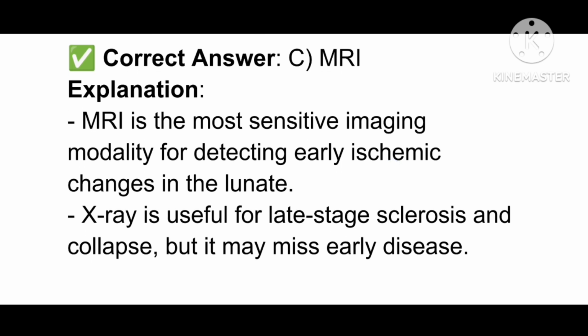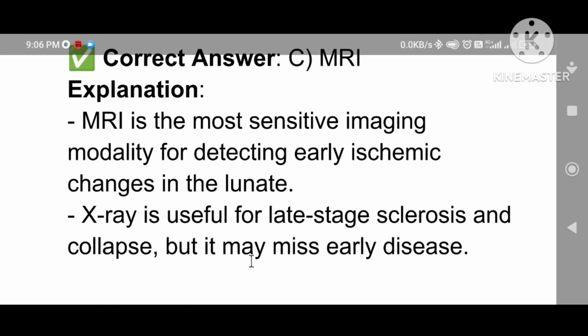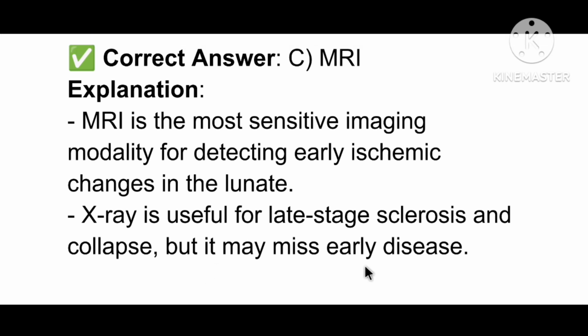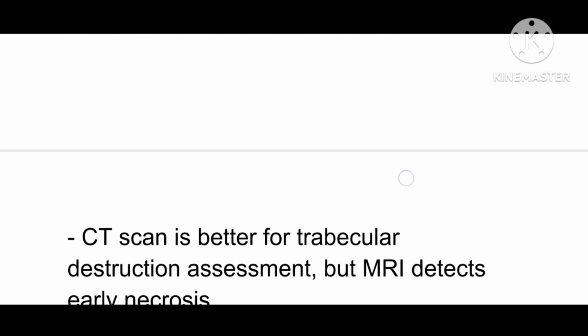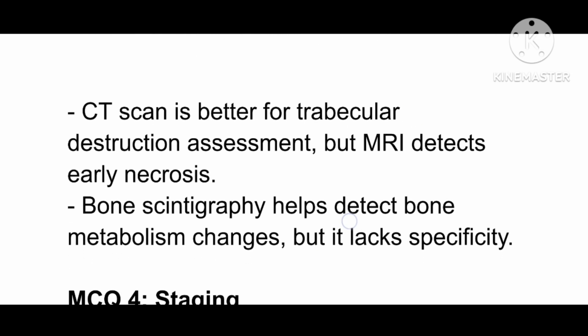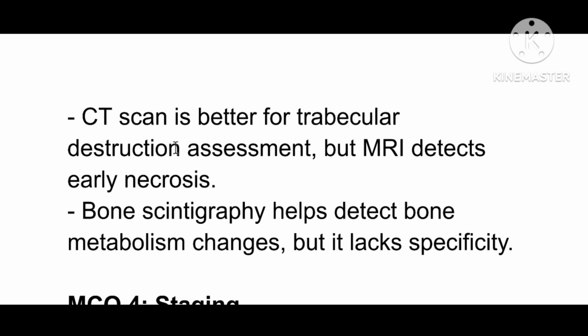Now explanation. MRI is the most sensitive imaging modality for detecting early ischemic changes in the lunate. X-ray is useful for late stage sclerosis and collapse, but it may miss early disease. CT scan is better for trabecular destruction assessment, but MRI detects early necrosis. Bone scintigraphy helps detect bone metabolism changes, but it lacks specificity.